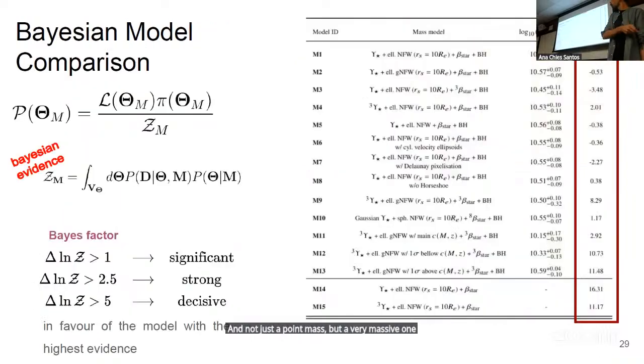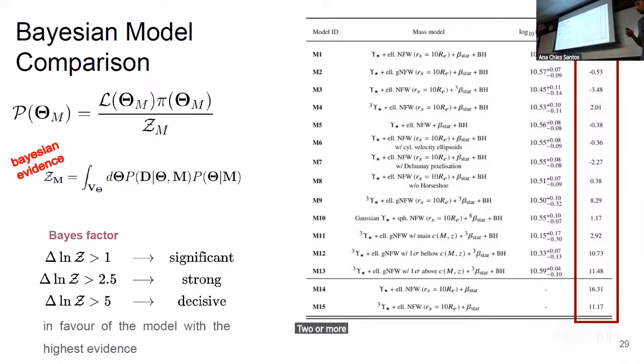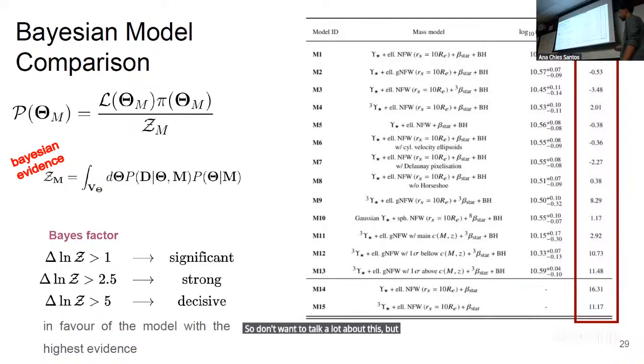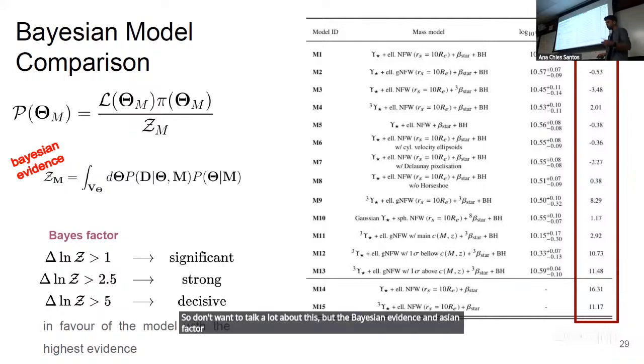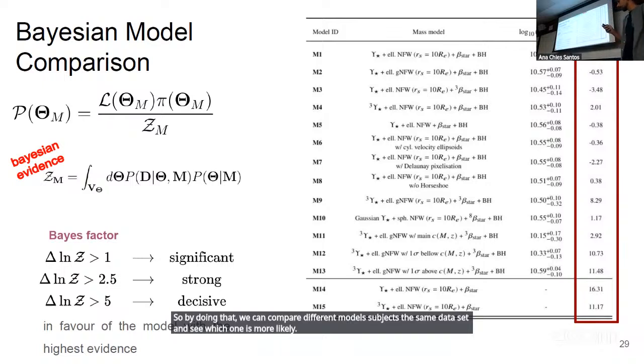But we can go beyond qualitative comparisons to a more quantitative comparison, using what we call the Bayesian evidence and the Bayes factor. I don't want to talk a lot about this, but the Bayesian evidence and Bayes factor are a statistical way to quantify how much a model is supported by the data over another model. By doing that, we can compare different models subject to the same data set and see which one is more likely in the statistical sense.